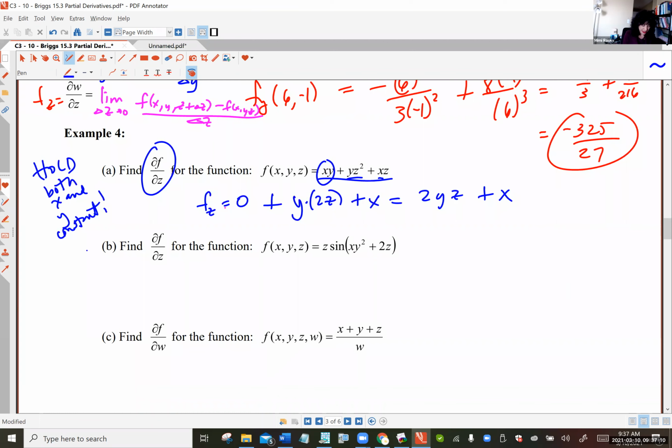How about letter B? This is harder. You're going to still find dfdz of a function of 3 variables, but it's z times sine of xy squared plus 2z. I claim you need the product rule. Why?